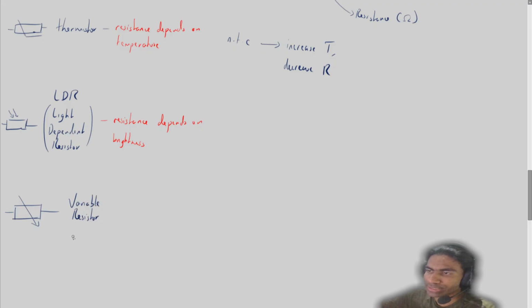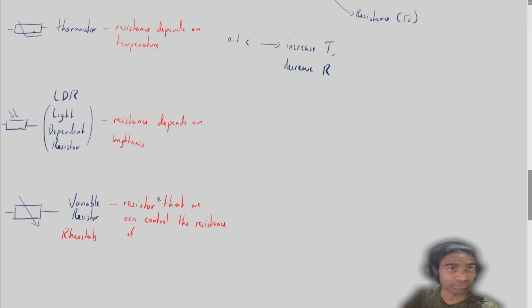Sometimes people call these rheostats. Sometimes people even call them potentiometers. Those are just fancy words for variable resistor. Okay, but a variable resistor is a resistor whose resistance we can control. So it's a resistor that we can control the resistance of. It doesn't mean that the resistance randomly changes. It just means that we have control over it. It's like a volume slider button.